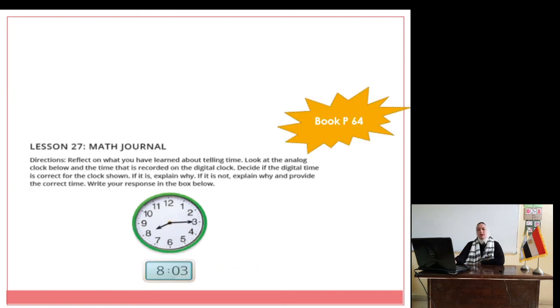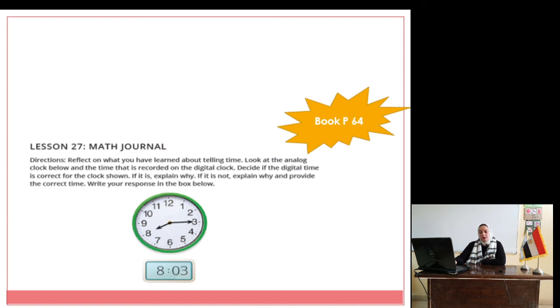Now in the next page, book page 64, reflect on what you have learned about telling time. Look at the analog clock below and the time that is recorded on the digital clock. Decide if the digital time is correct for the clock shown. If it is, explain why. If it is not, explain why and provide the correct time. Write your response in the box below.